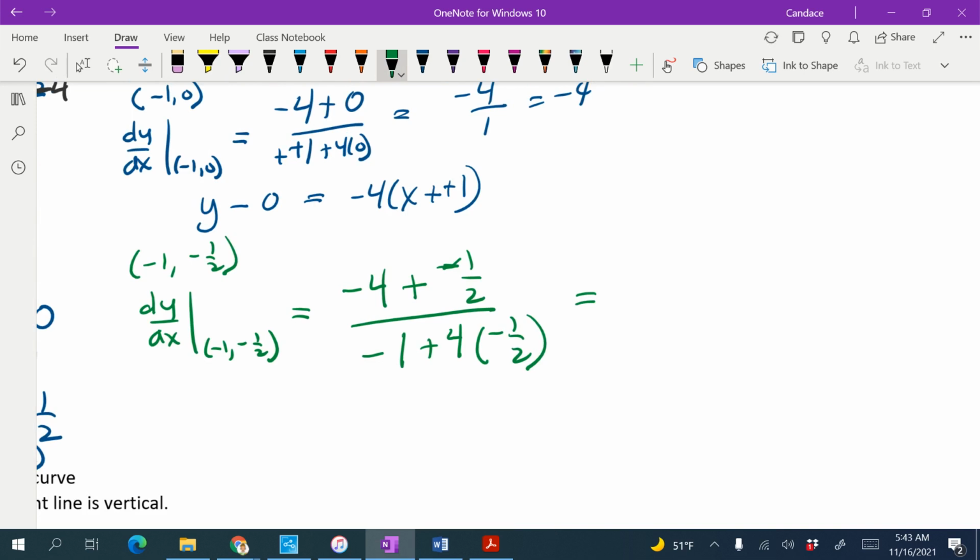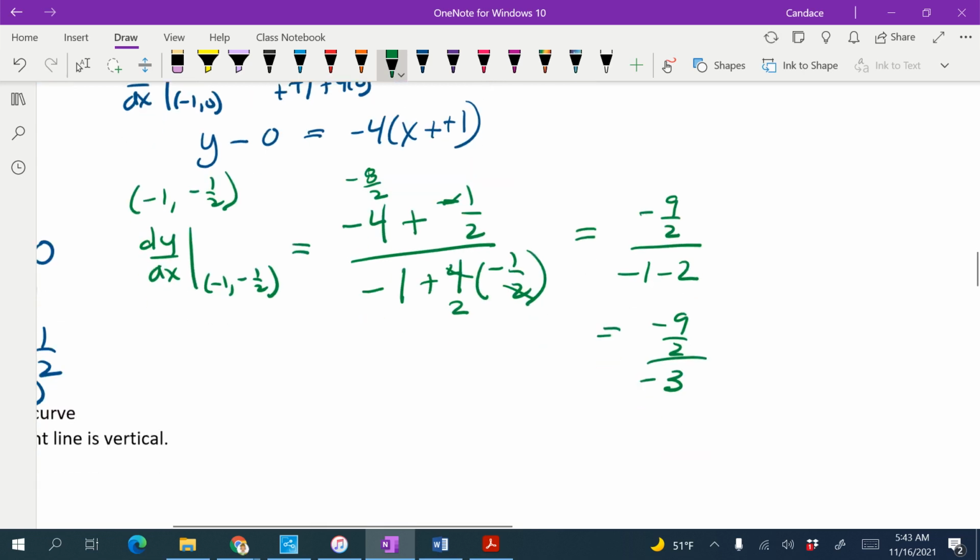So I am going to change this into, this is the same as saying negative 8/2. So negative 8/2 and negative 1/2 would be negative 9/2. In my denominator here, the good news is the 2 goes into the 4 twice. So I've really got negative 1 minus 2. So I've got negative 9/2 over negative 3, or negative 3 over 1. So I've got negative 9/2 times negative 1/3. So it's not as bad as it seemed before. So that's going to reduce to 3. So negative 3/2 is my slope.